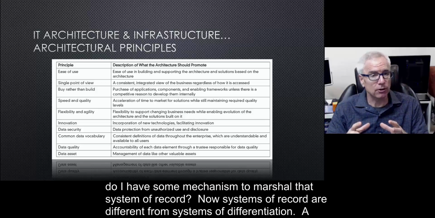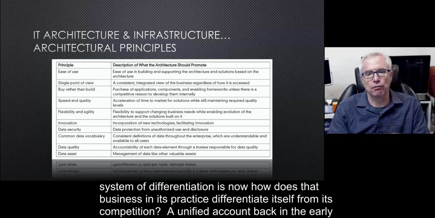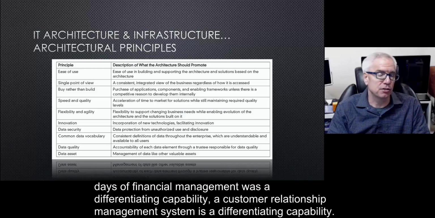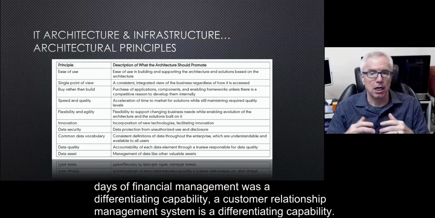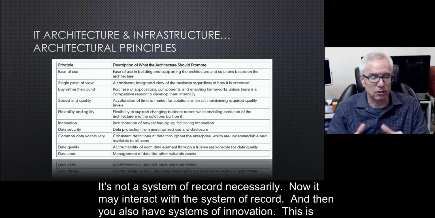Now, systems of record are different than systems of differentiation, and the system of differentiation is how that business in its practice differentiates itself from its competition. A unified account back in the early days of financial management was a differentiating capability. A customer relationship management system is a differentiated capability. It's not a system of record necessarily. Now it may interact with a system of record.